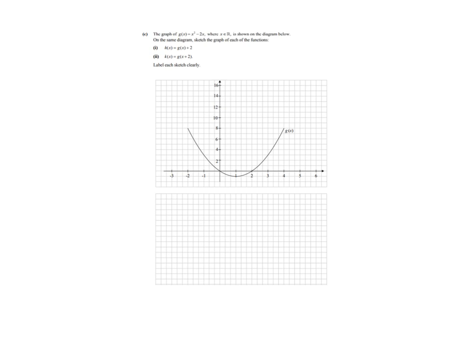Part C then says the graph of g of x is equal to x squared minus 2x, where x is an element of R. In the last part we said that R is the real numbers, and real numbers are any number, and that graph is shown below. On the same diagram, it wants you to sketch the graph of the function h of x, which is g of x plus 2, and k of x.